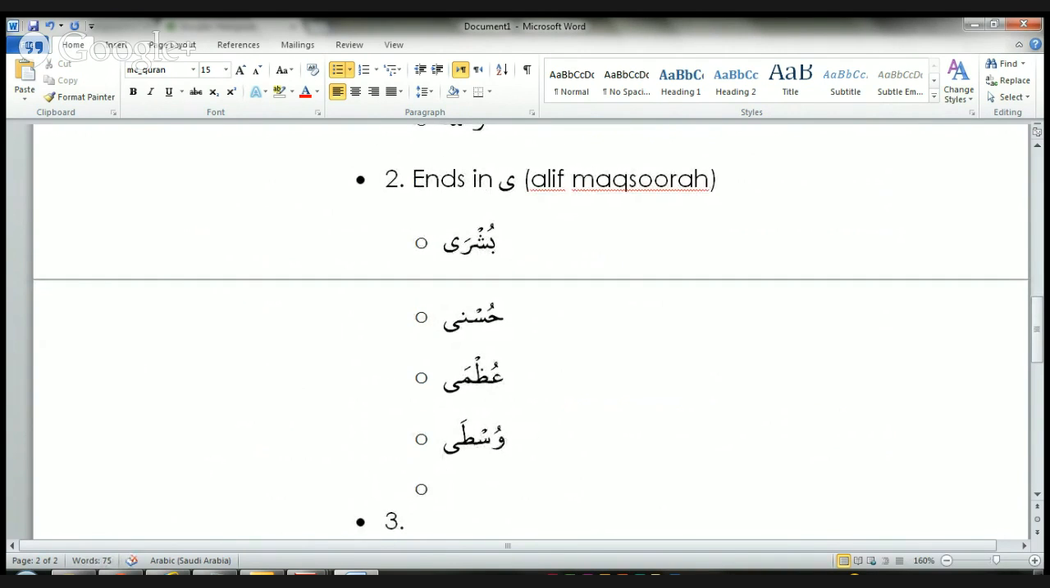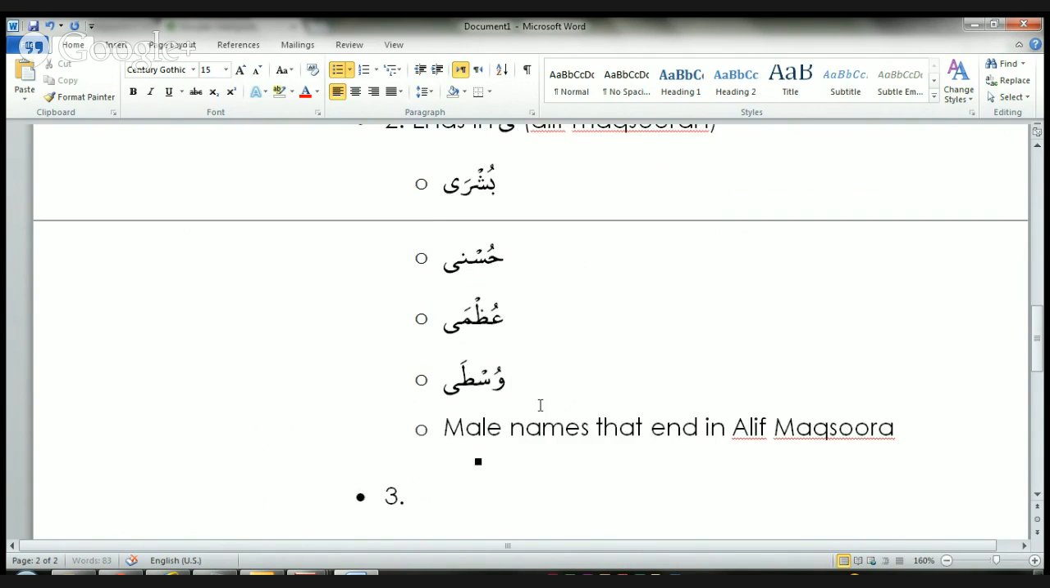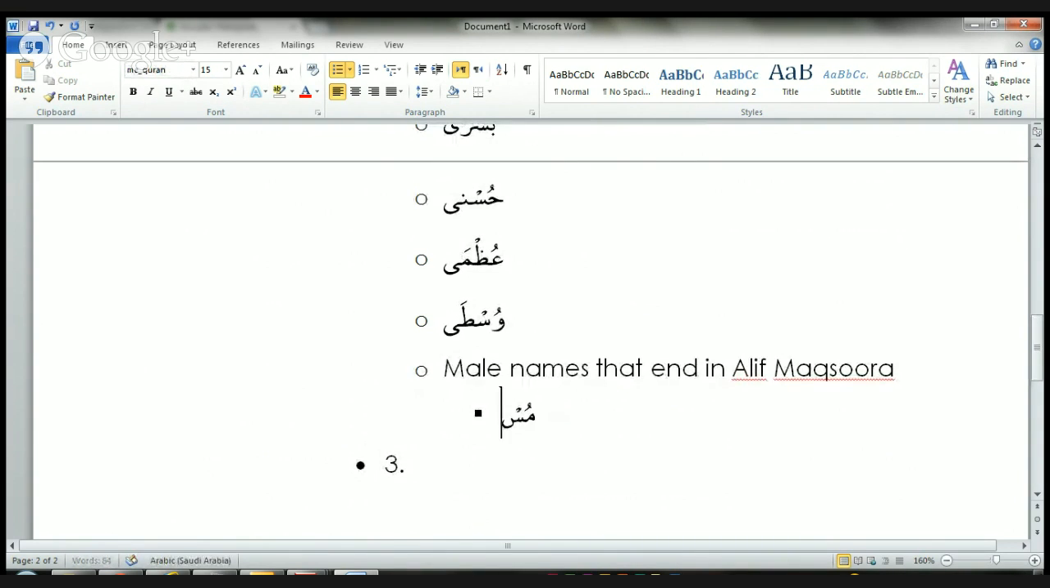Now here's a question. What's the question coming to your mind? Musa. So male names that end in alif maqsura. Grammatically, what are they considered technically? Because of this rule, they would be considered feminine. But because they're names of men, obviously we consider them masculine. So for example, there are names we mentioned like Musa.